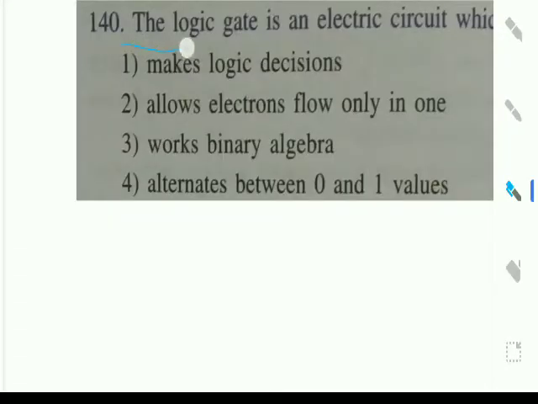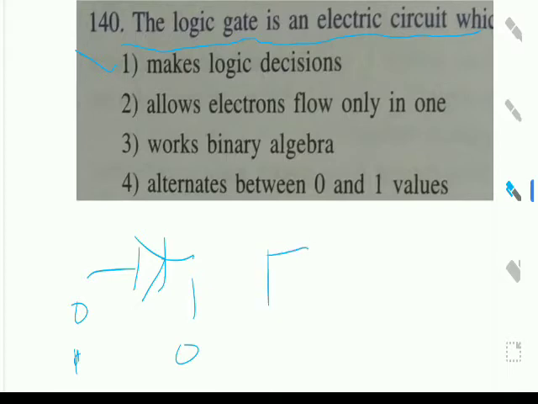In this class we are discussing logic gates. A logic gate is an electric circuit which makes logic decisions. It allows electrons to flow only in one direction. For example, the NOT gate: if the input is 0, the output is 1. If the input is 1, the output is 0.